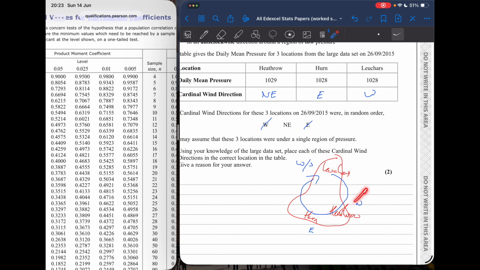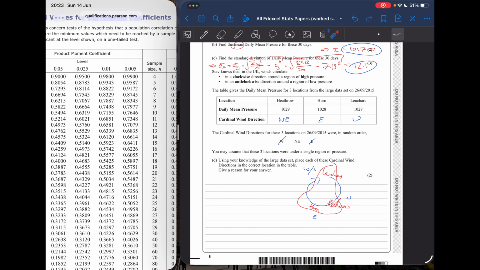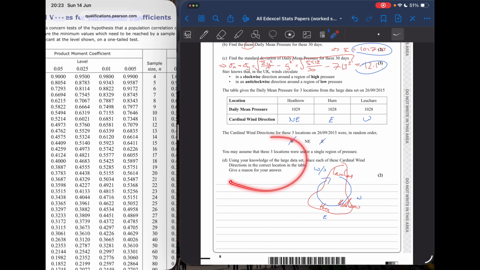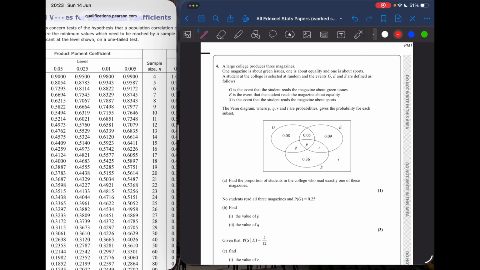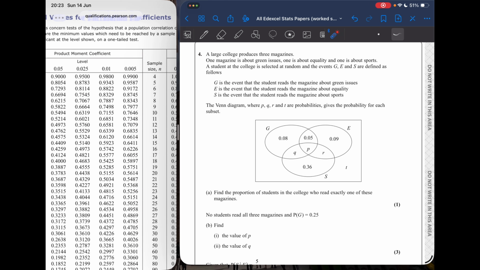And that looks good as well. It's coming in that direction. It's coming from the northeast. Looks good. Yeah, lovely. Looks good to me. Let's keep going. Number 4, what do we have?